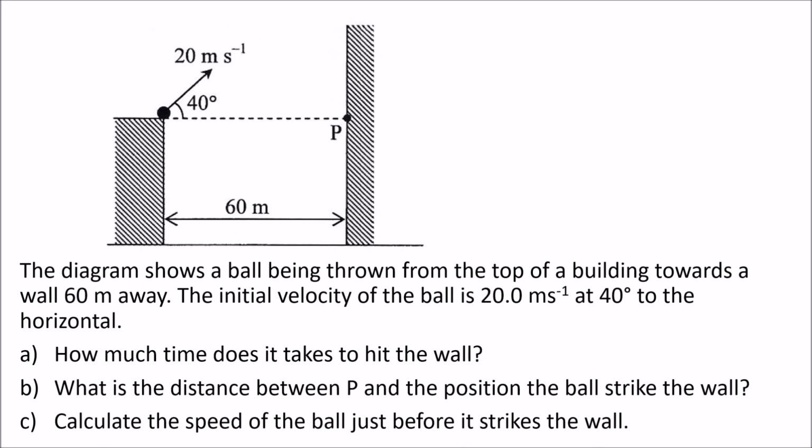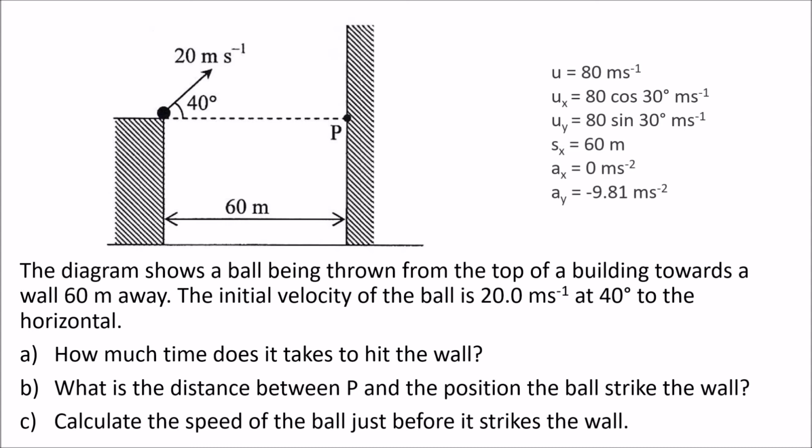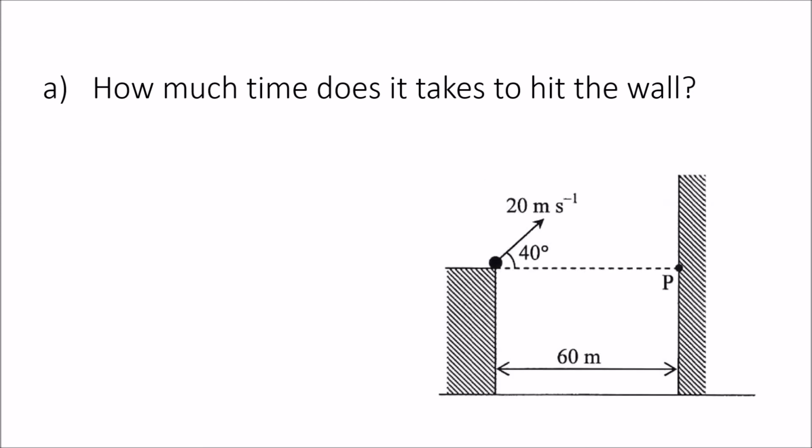As you can see from the diagram here, the ball is projected at an angle. Hence, you will need to resolve the initial velocity u into x and y components. I'll list all the information that you can obtain from the question at the side here. Without further ado, let's proceed to part A.